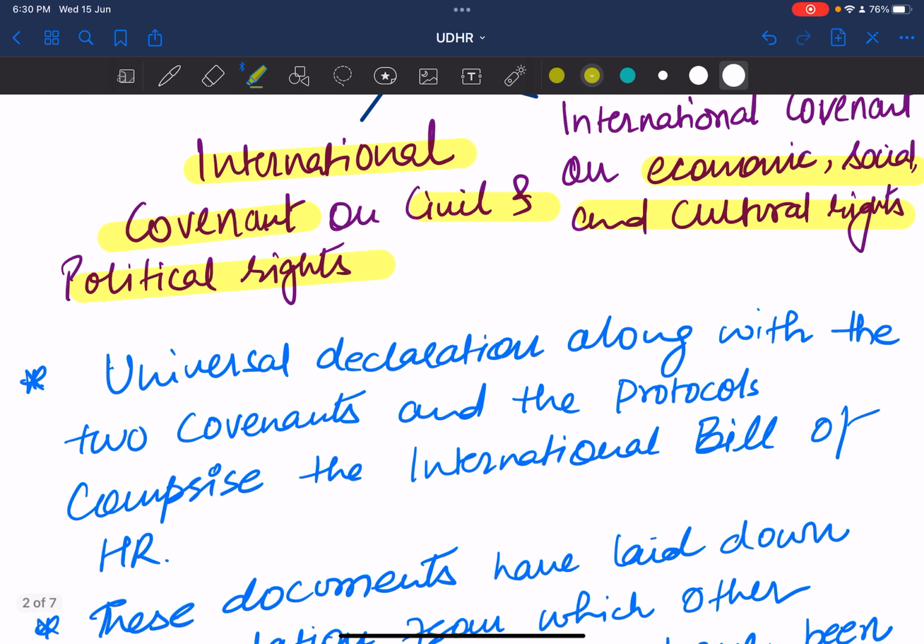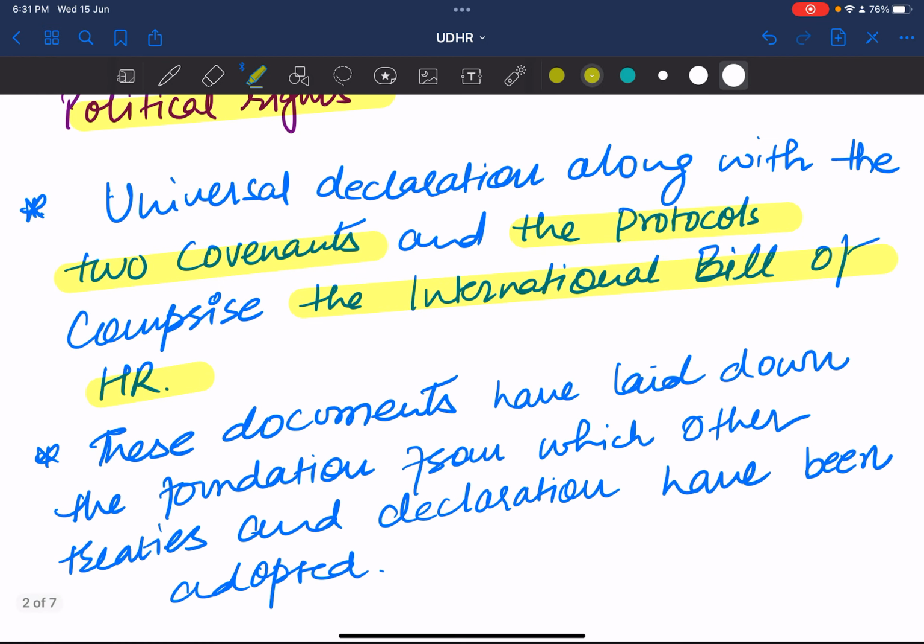The Universal Declaration, along with the two covenants and the protocols, comprise the International Bill of Human Rights. So that means there is the Universal Declaration, there are two covenants and the protocols. Together it is called the International Bill of Human Rights.